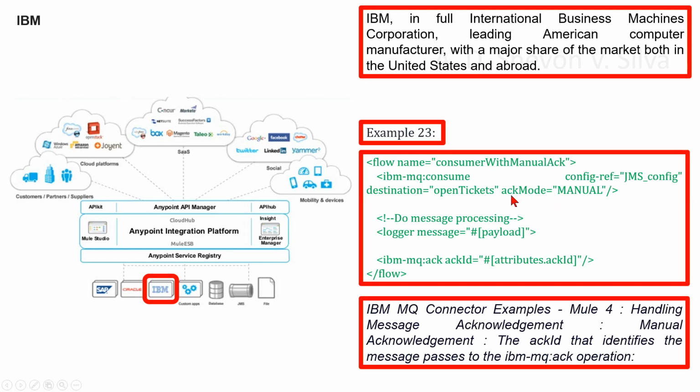With this configuration, every message received by either the listener or consume operations has an ACK ID available in the Mule message attributes, which identifies the message uniquely for a given connection.